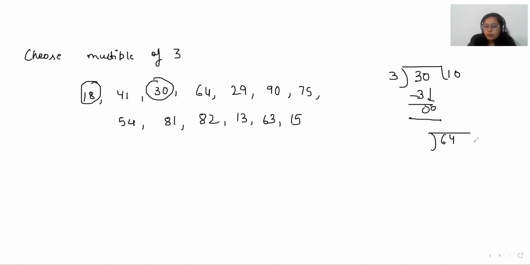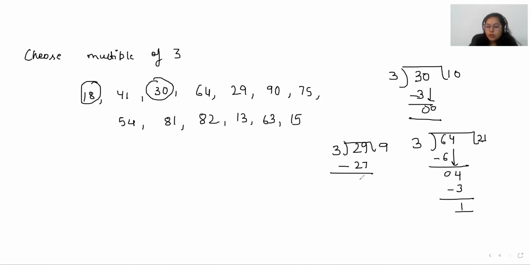Now comes 64. Subtract, bring down 4. 1 times 3 gives you remainder 1, not 0. So it's not a multiple. Now comes 29. That's how you can check with every number. 3 times 9 is 27, so it's also not a multiple of 3. Now 90. 3 times 3 is 9 and one more 0, so 30 times 3 is 90. So yes.